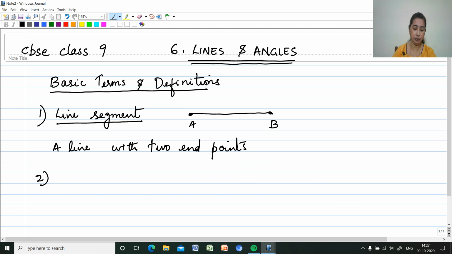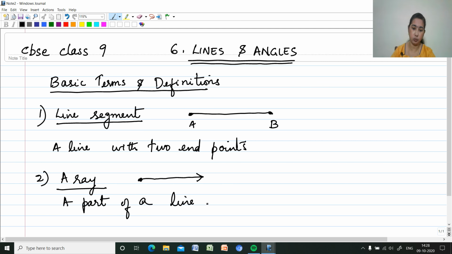Then the second one you have to study is what is a ray. A ray is a part of a line with one endpoint. That means it can extend on one side, but on the other side it cannot extend. So what is a ray? A part of a line with one endpoint is called a ray.